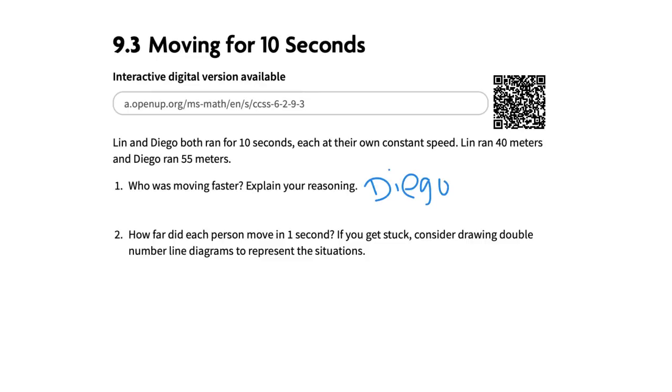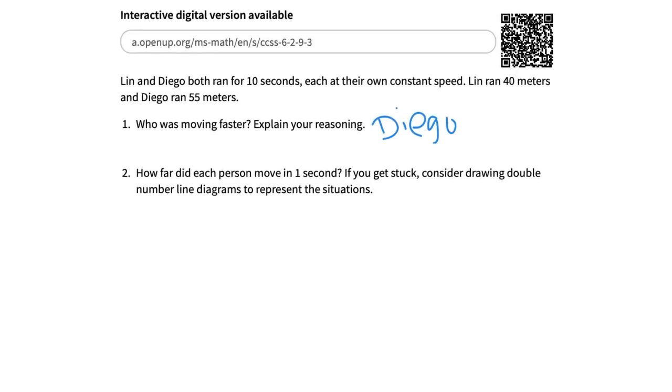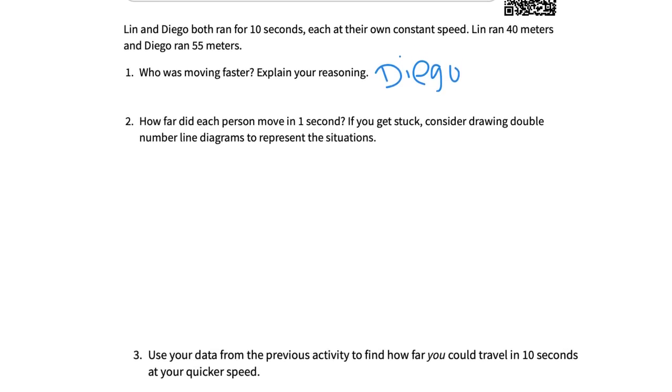So then the question is, how far did they move in 1 second? And if you get stuck, consider drawing a double number line. So the idea is I am going to draw a double number line just to really hit home the importance of that double number line. And so with, let's see, Lynn, and actually what I'm going to do, no, let's do a double. So here, let's take care of Lynn right here.